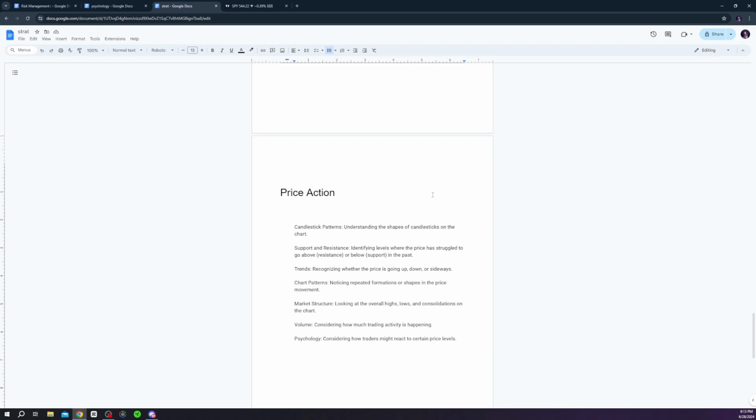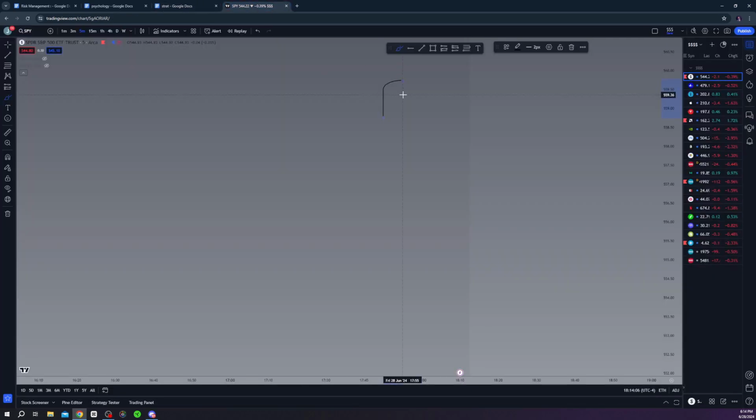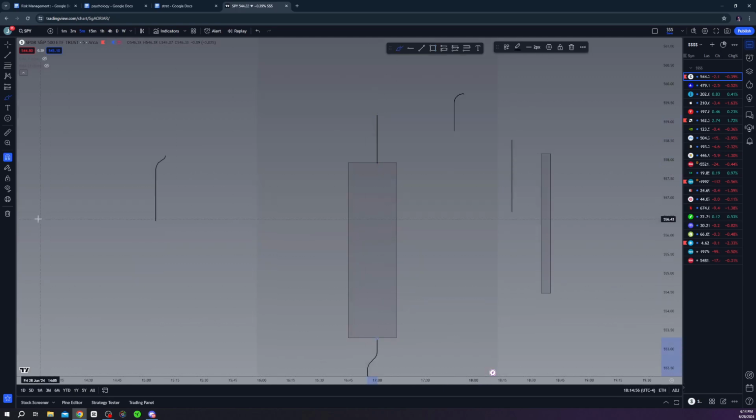Price action and volume is one of the first things I feel like you need to learn and you need to use. So with price action, you need to look at candlestick patterns. You need to understand the shapes of the candlesticks on the chart. So we'll just give an example. Let's say we have a candlestick and a wick. Here's a big candlestick like this. This is a big candlestick, right? Decent sized candlestick. That is a candlestick that has decent volume.